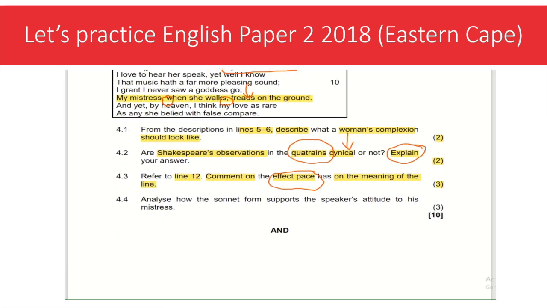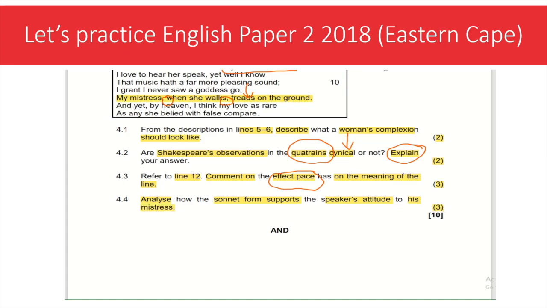Then 4.4, let's have a look at the last question for this section. Analyze how the sonnet form supports the speaker's attitude to his mistress. Now, this is a wonderful question. If you ever get a sonnet in grade 11, I'm going to ask you about form. Teachers love it. I love setting questions on that. So you need to analyze, so you need to critically view, you need to do an in-depth analysis, almost like an autopsy of the poem, and how the sonnet form supports the speaker's attitude to his mistress. And this is for 3 marks over here.